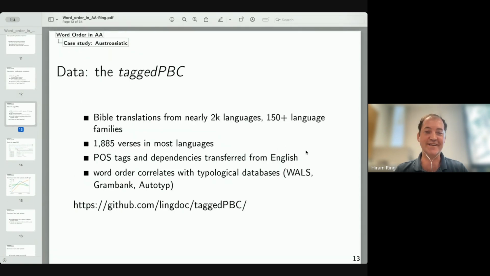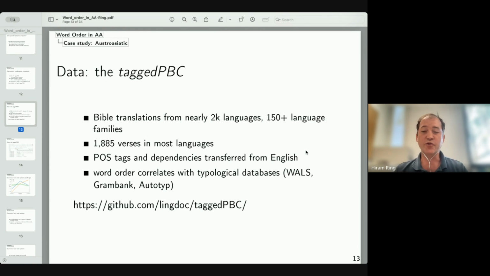So what is the Tagged PBC? This is Bible translations from nearly 2,000 languages, so 1,943, I think, at the last count. More than 150 language families. And over 1,800 of the corpora are represented by 1,885 verses. So this is a lot of parallel data.